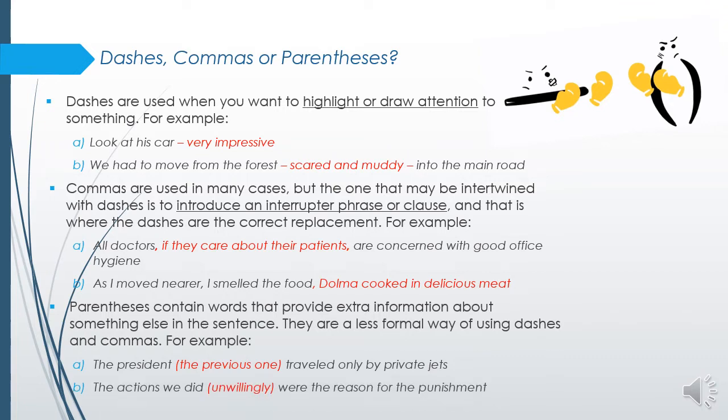"The actions (we did unwillingly) were the reason for the punishment." Again, we use parentheses here because it is an informal way of adding extra information. The main information in this sentence is that the actions we did were the reason behind our punishment. But you want to add a bit of extra info here, that the actions were unwillingly done. You were forced to do them, for example. So you add this bit of extra info through dashes if you want to be formal, but if you want to be less formal, you add them through parentheses.